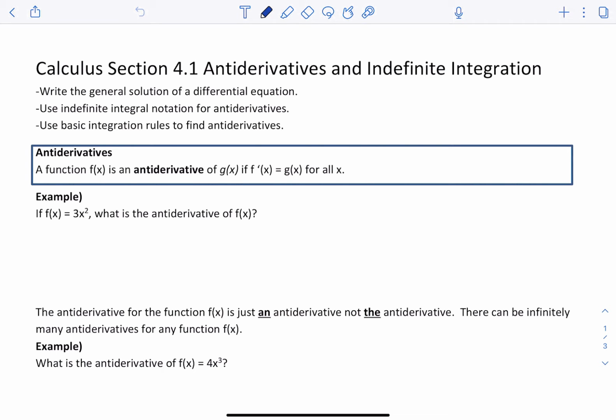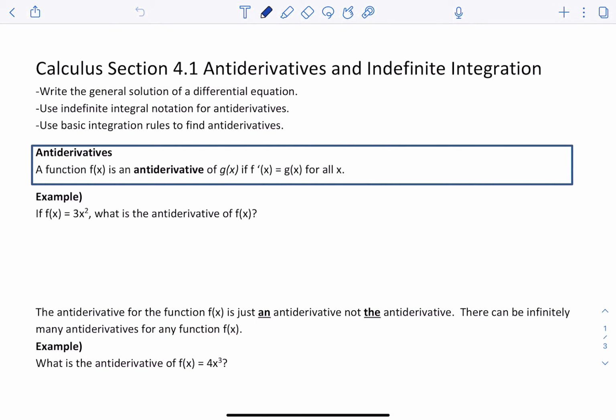Until this point in the course, we've been dealing with derivatives. So the derivative was giving us the slope of our curve. It was helping us find the slope of a tangent line. It was giving us some ideas about how the graph of a function behaved. So that is one major part of the study of calculus.